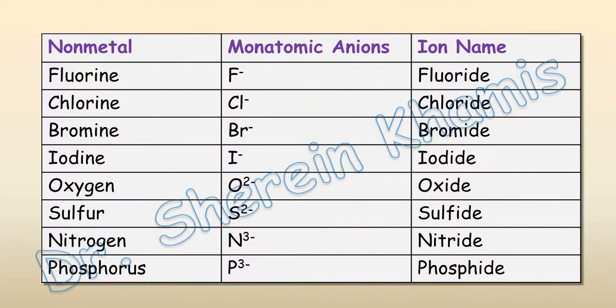The monoatomic ions: we have non-metals or ions. We have the name fluorine. By gaining 1 electron, its name will be changed to fluoride. Okay, I will leave these tables for you in the video. You will see them, and I will make papers for you to study them hard. Okay, let's continue.